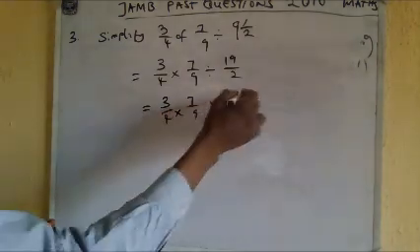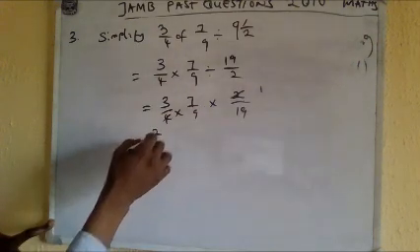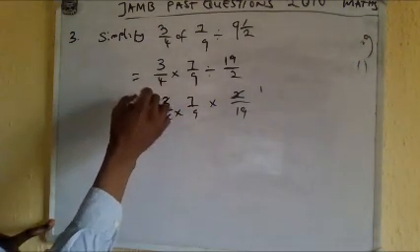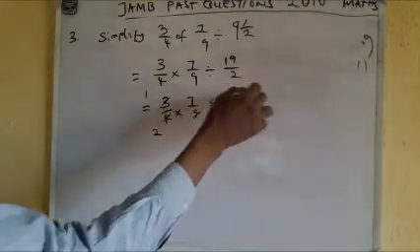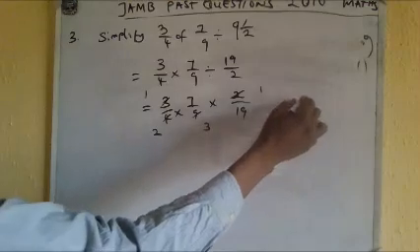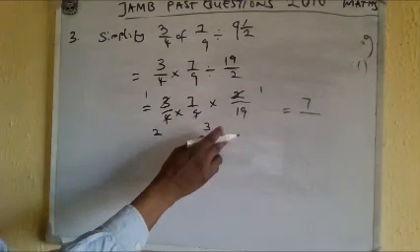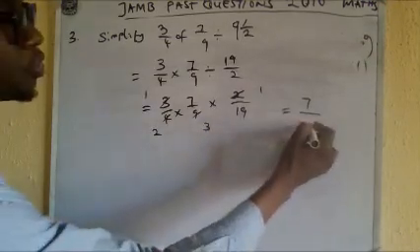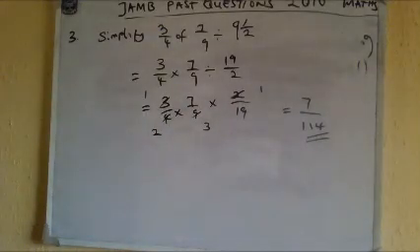Okay, so I have 2 goes here, 1, 2 goes here, 2. I have 3 goes here, 1, 3 goes here, 3. So I have 1 times 7 times 1 is 7 over 2 times 3 is 6. 6 times 19 is 114. So this is the answer for this particular question. Okay.